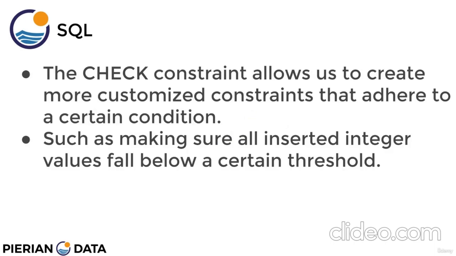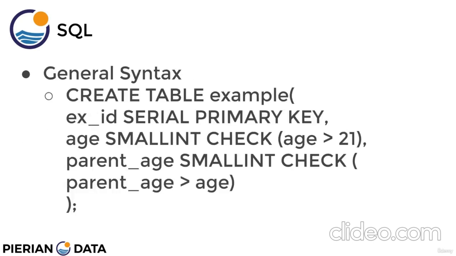Welcome back, everyone, to this lecture on the check constraint. The check constraint allows us to create more customized constraints that adhere to a certain condition, such as making sure all inserted integer values fall below a certain threshold. So for example, let's imagine we're creating a table called example, and this is going to have an example ID column, which is a serial primary key, and then we have an age column.